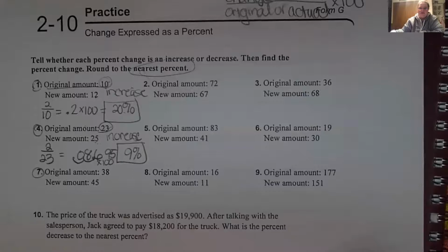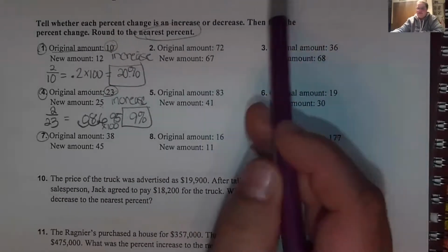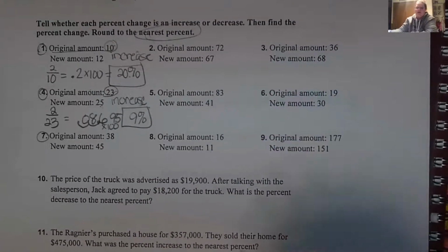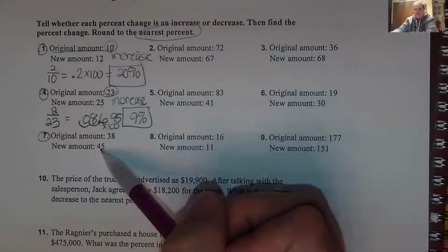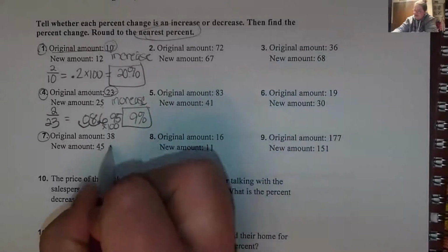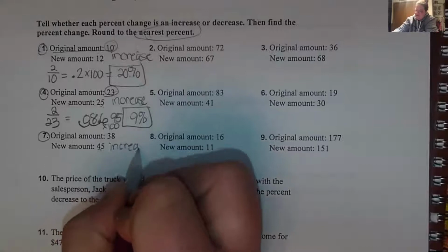Okay, number 7, I'm gonna move up so that I know you can't see this, but it should be on the top of your paper. You're going from 38 to 45, increase or decrease? Well, that's going up, so that's an increase.